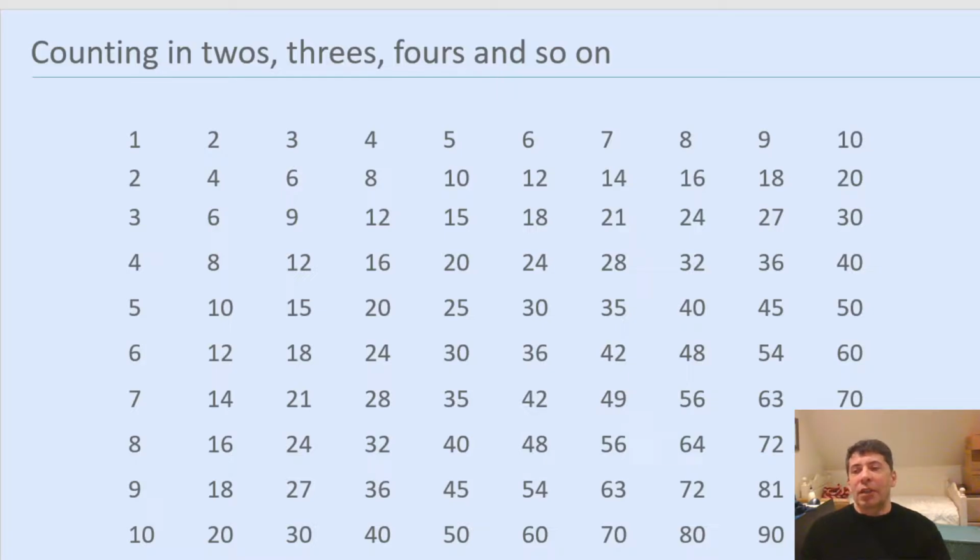So what we say is, we would say 18 is a multiple of 6, 6 is a factor of 18. 6 goes into 18 exactly. 18 is 3 times 6, so it's a multiple. Okay.